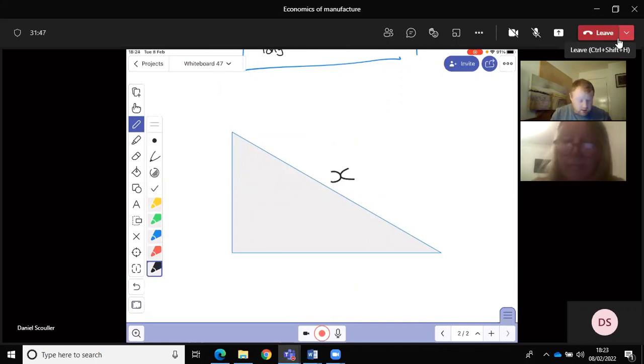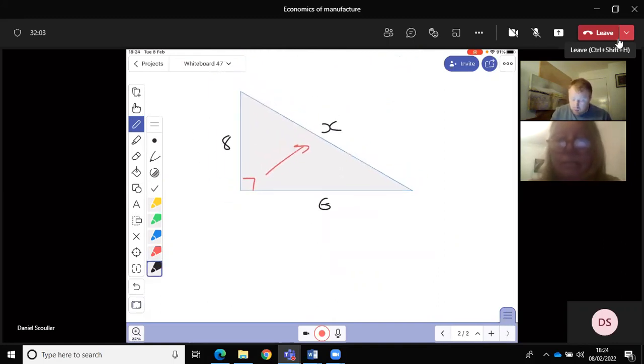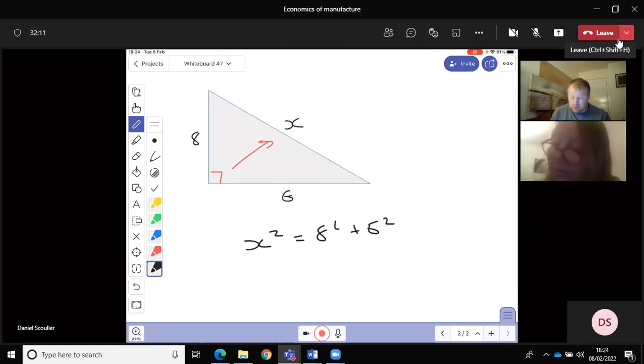So that's X, that's 8, that's 6. Okay, that side X is obviously the hypotenuse. Now again, they can refer to it as any letter. What I would write there is just x squared equals 8 squared plus 6 squared. Okay, so short side plus short side, it's a square of those two sides.